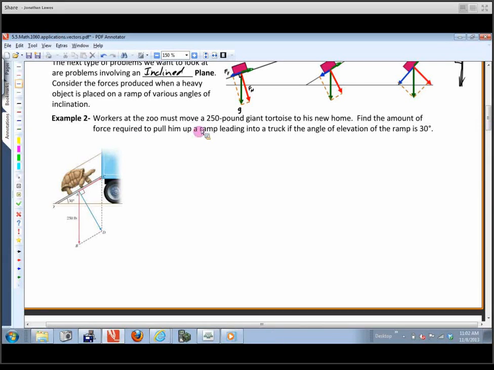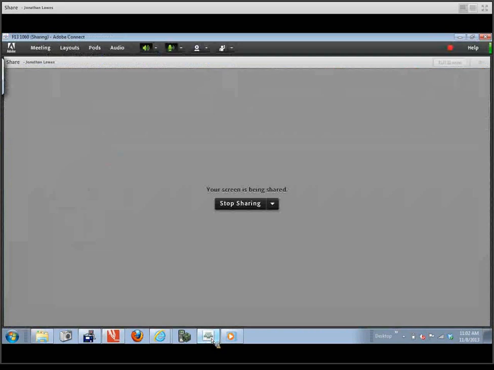So in the textbook, there's a problem, and I'm not sure why they do this, but workers at a zoo have to move a 250-pound giant tortoise to his new home. They're going to drag this guy into a truck. I don't know why they put the rope around him, and it looks like he's going to do a face plant there or something. But that's the situation we've got here.